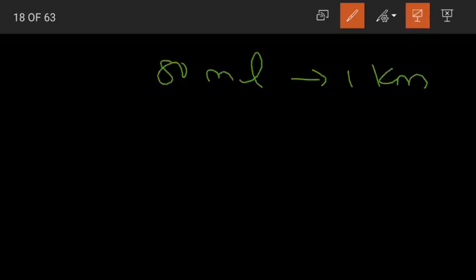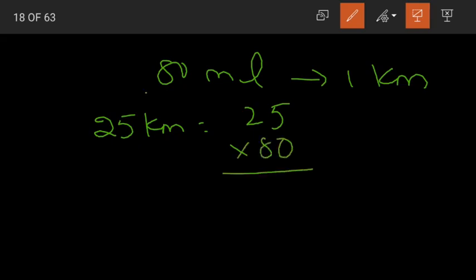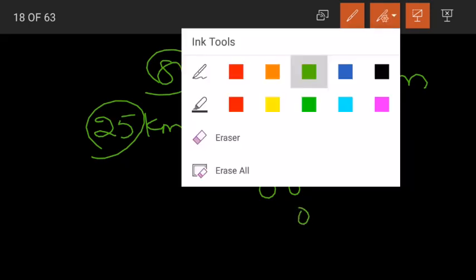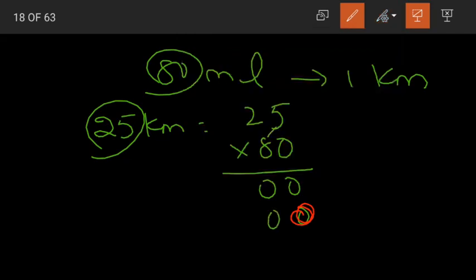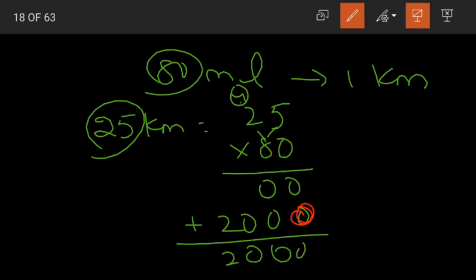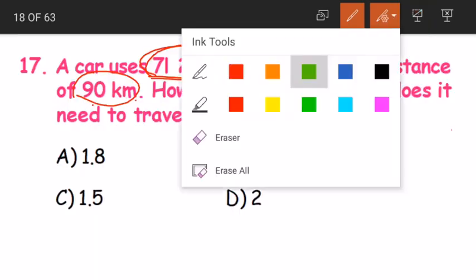What should we find out? For 25 kilometers, how much petrol is used? It would be 25 into 80. 0. Again for the next line we have to write 0. 8 fives are 40, 4 carried, 8 twos are 16 plus 4 is 20. When we add our partial products together, what do we get, children? We get 2000 milliliters.